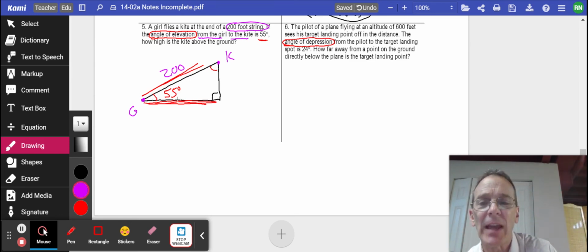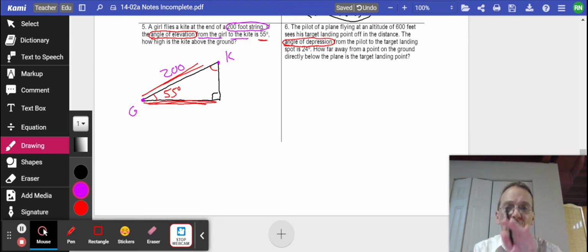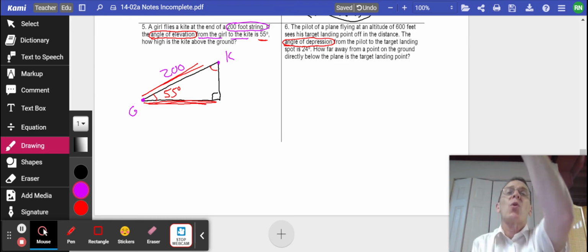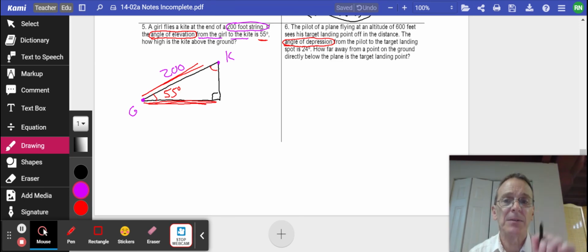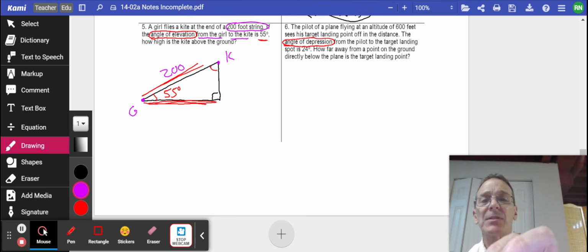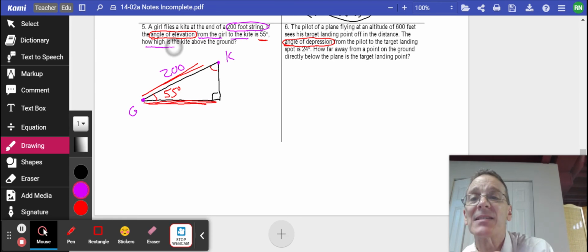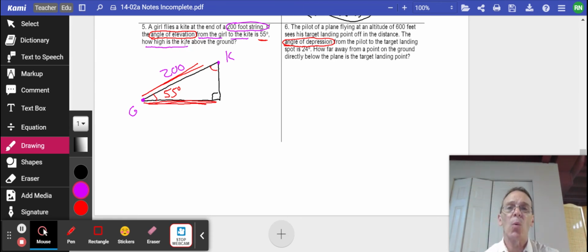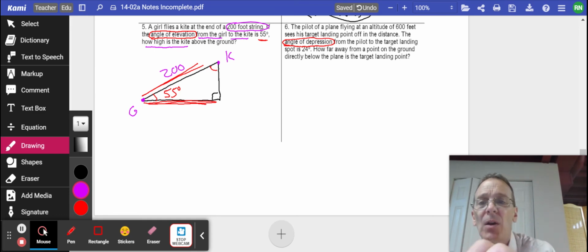And this 55-degree angle of elevation is going up from the girl. It's an upward angle from the girl's point of view towards the kite in the sky. Okay. And what are we being asked? We're being asked, how high is the kite above the ground? Where's that in our picture? What are we looking for in the picture? We're looking for how high is this kite above the ground right here? What is this distance? That's what we're looking for. We're looking for that height.